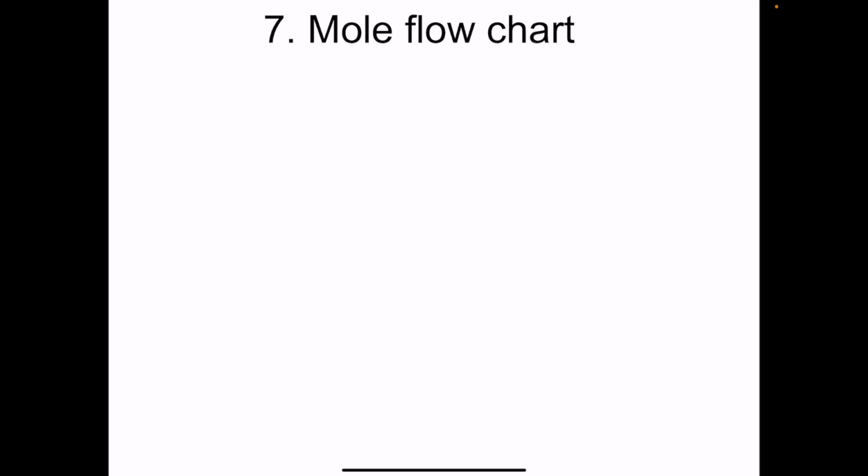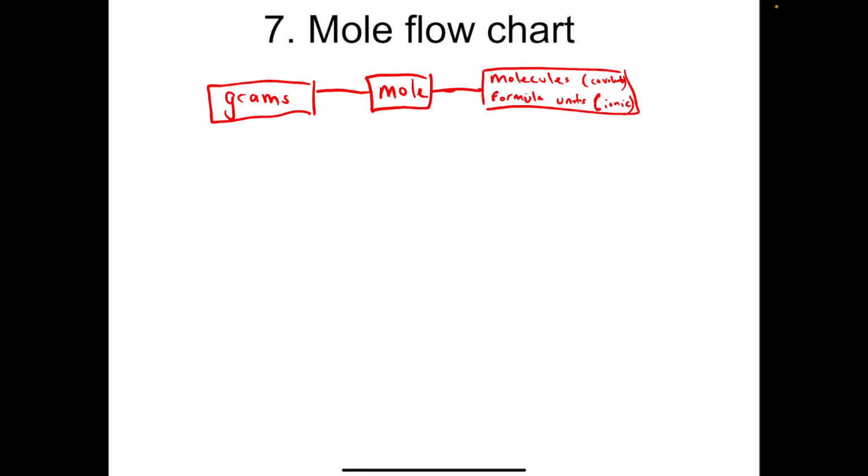In this chapter, the most important concept to understand is the mole flowchart. In the center of the mole flowchart is the word mole, and branching off of it, you have different things you can convert moles into. One of those is grams, and then to the right, I put molecules or formula units. And the difference between these mathematically are the same, but chemically they're different.